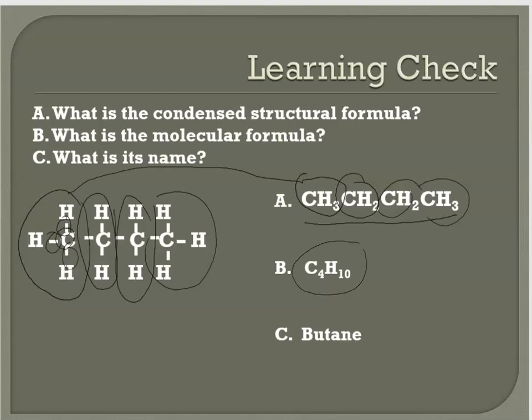With the molecular formula, we really don't know much about the structure anymore. We just know it's a molecule with 4 carbons and 10 hydrogens, but we don't know how they're arranged relative to each other. In terms of its name, we'll talk about this in a second: methyl, ethyl, propyl, butyl, there are 4 of these. They're all single bonds, so it's going to be named butane.